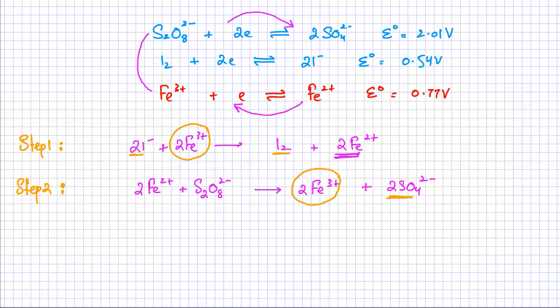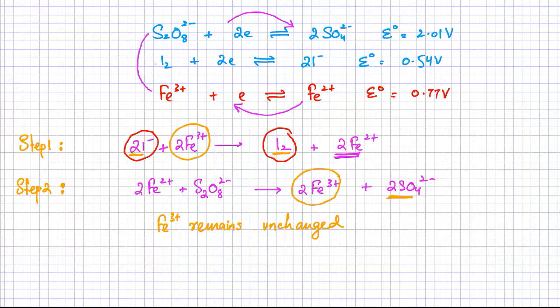So my catalyst, which in this particular case is Fe3+, remains unchanged, whereas both my reactants changed. One of the reactants was 2I-. That got converted into I2, and my other reactant was S2O8 2-, and that got converted into SO4 2-.